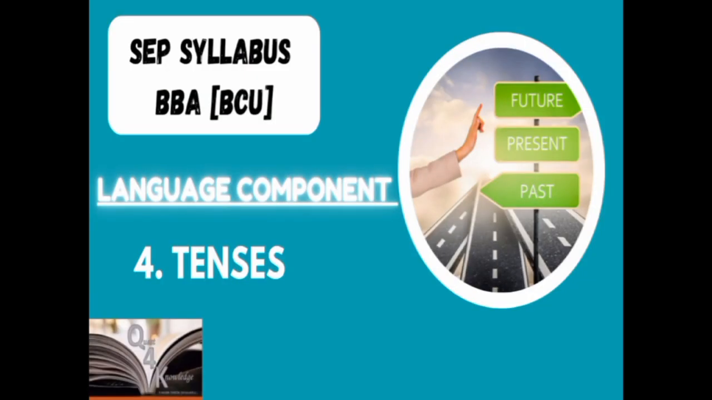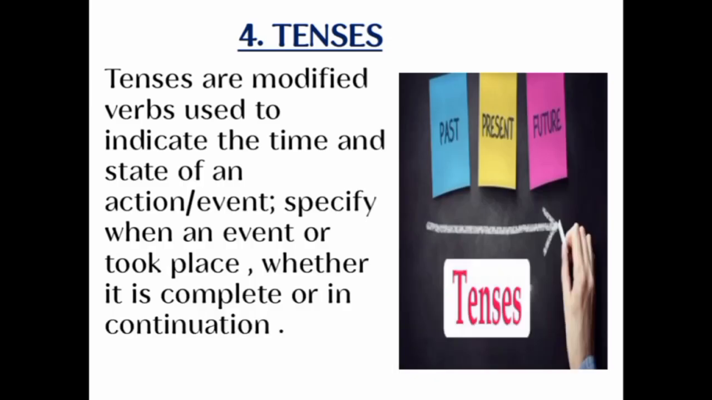Today we are going to learn all about tenses from grammar part. So tenses are modified verbs. They are used to indicate the time and state of an action or an event. Tenses specify when an event took place, whether it is in complete form or in continuation form.